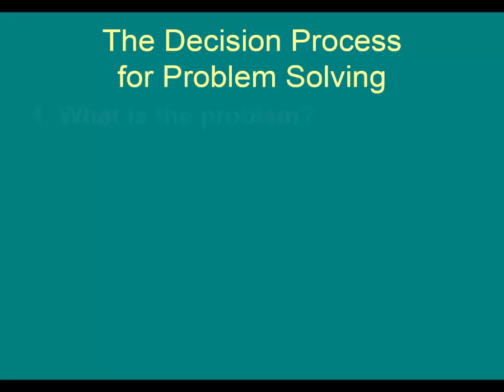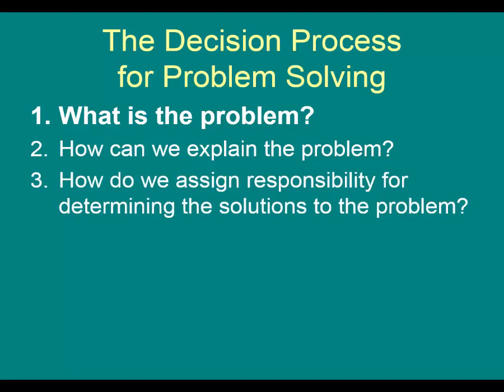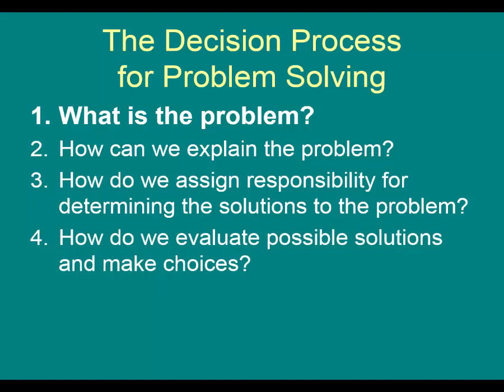The decision process for problem solving, we could look at it in regard to several steps. What is the problem? That's what we're addressing in this particular module. A second one is how can we explain the problem? A third is how can we assign responsibility for determining the solutions to the problem? And four, how can we evaluate possible solutions and make choices? Those are four things that will be addressed in the training program about organizational decision making. This particular module will address the first one, which is the question, what is the problem?